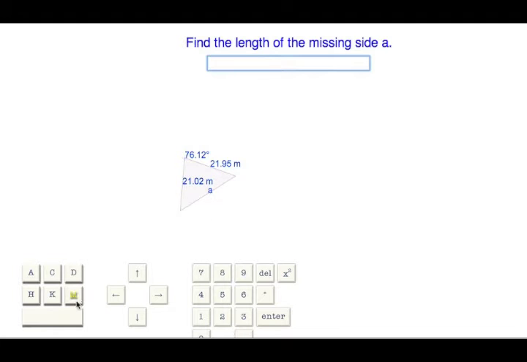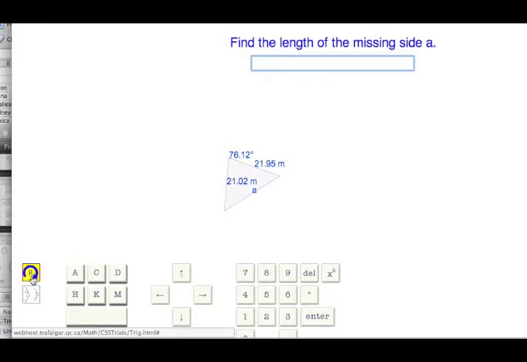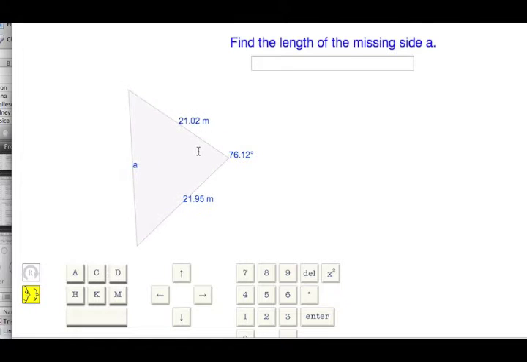Alright, here's our triangle. I'm just going to make that a little bit bigger and rotate it a bit. I have to find that side. I'm going to drag that to make it a little bit bigger. Okay, so we are given two sides and an angle, and I have to find a side.